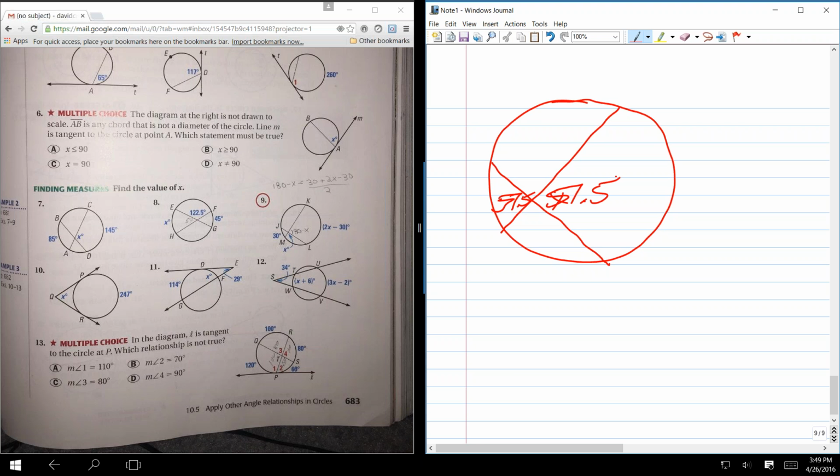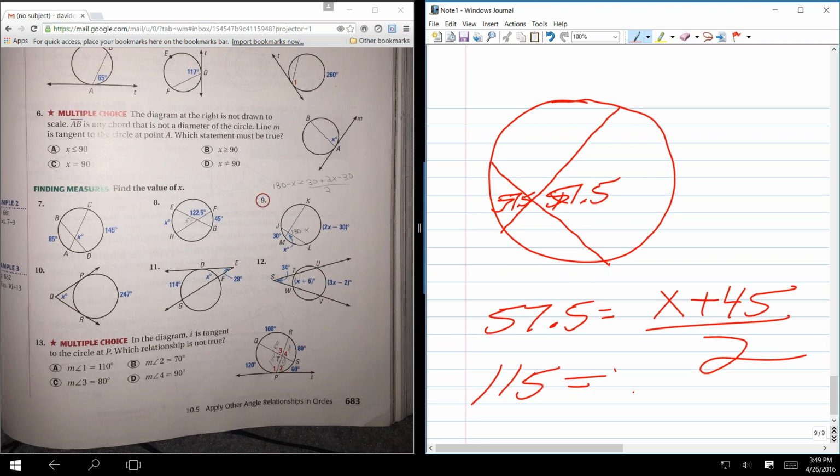So how can I solve for x? Give me an equation to solve for x. 57.5 has to equal what? X plus 45, divided by 2. Okay. If we solve that, we get 115 equals x plus 45. X would be equal to 70.